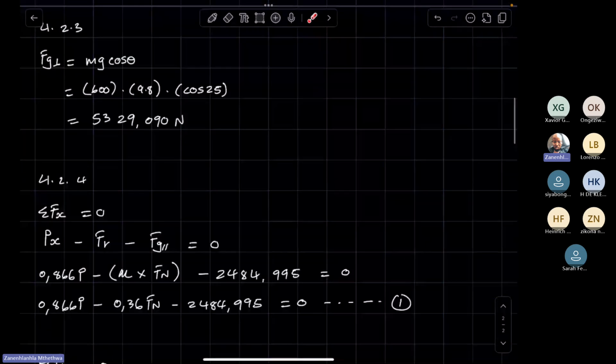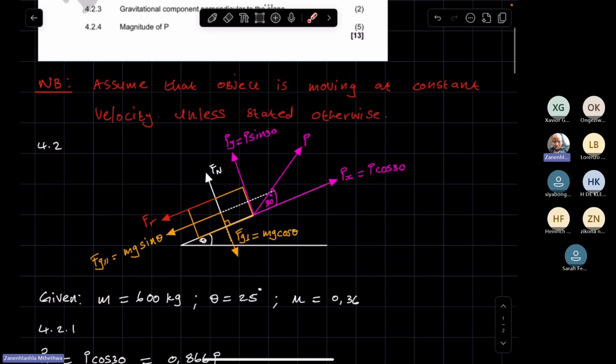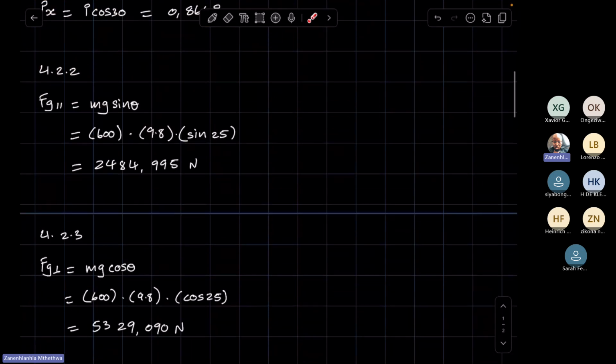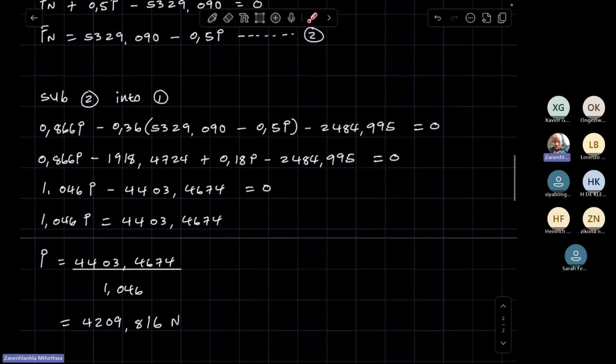Right. If you look here, we have done exactly what we've been doing, right, in module 1, with the difference of having to assume that the object is moving at constant velocity, right, meaning that the acceleration is 0. That's the only difference, really. Otherwise, if you look at the approach, it's the very same.